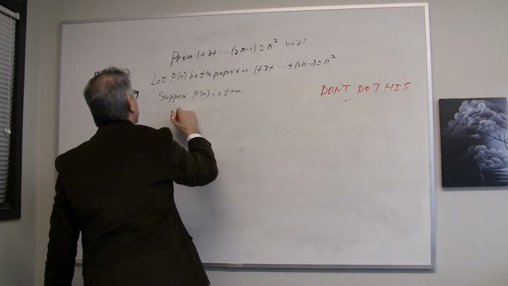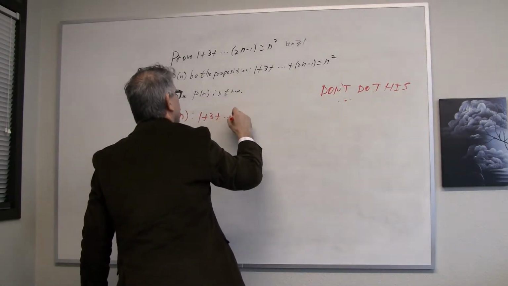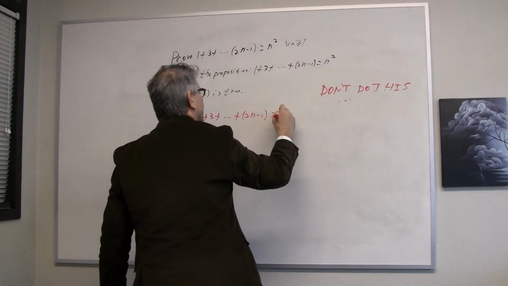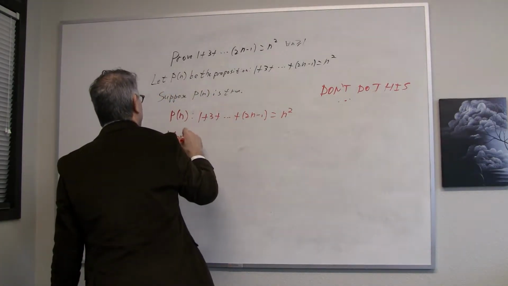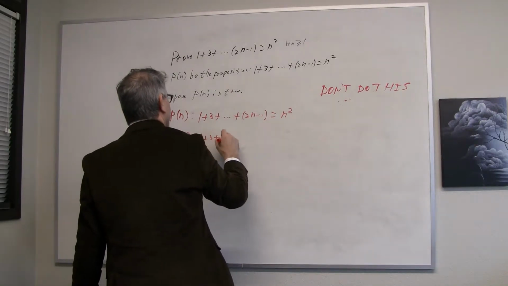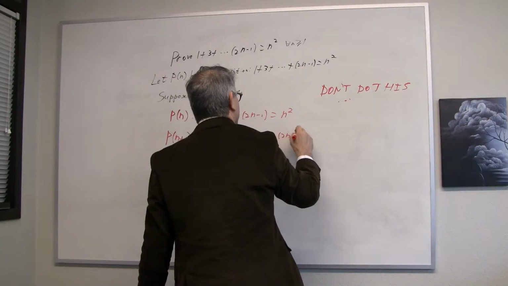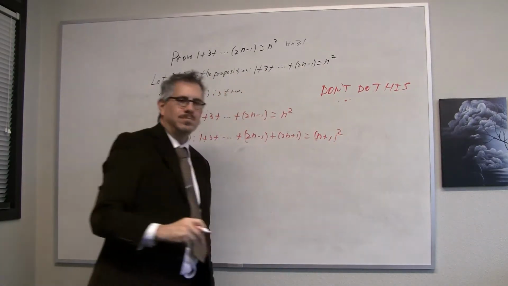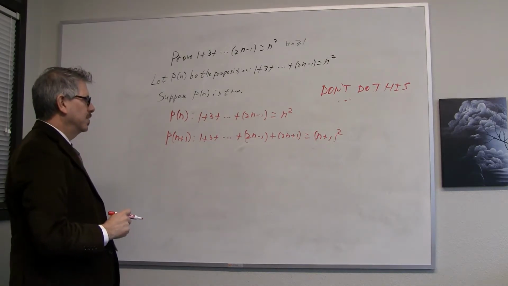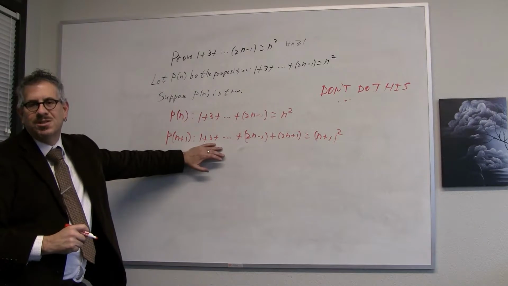Alright, P of n says 1 plus 3 plus 2n minus 1 equals n squared. P of n plus 1 says 1 plus 3 plus 2n minus 1 plus 2n plus 1 equals n plus 1 squared.